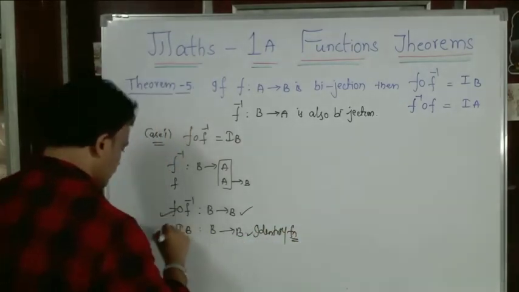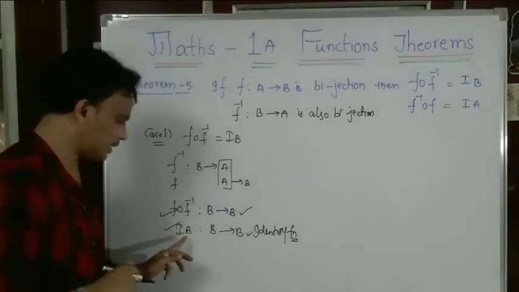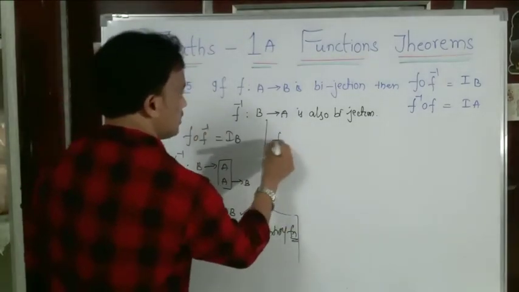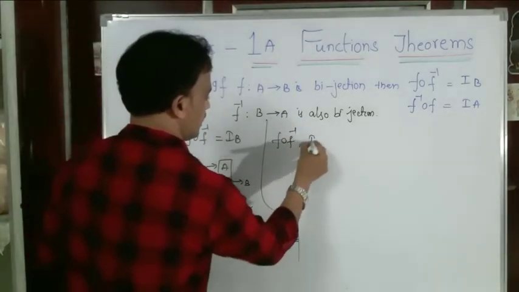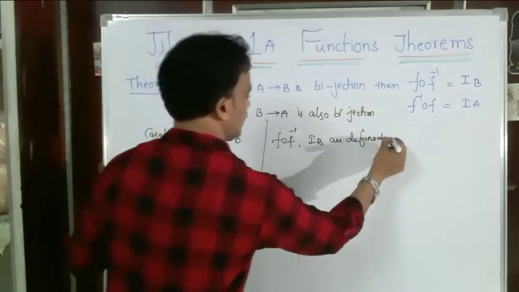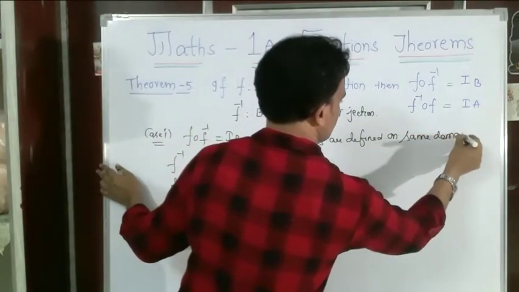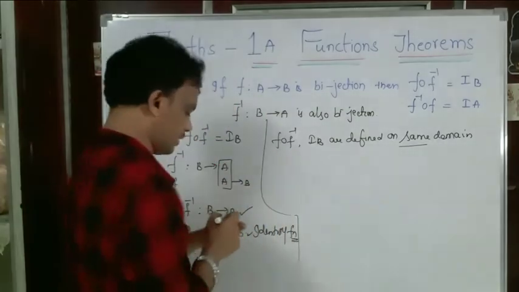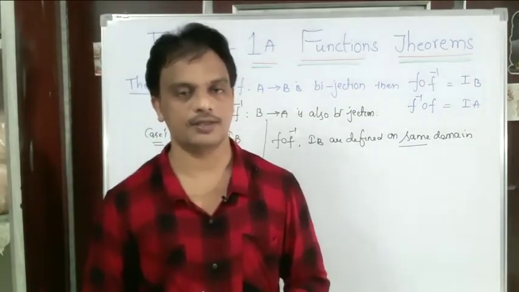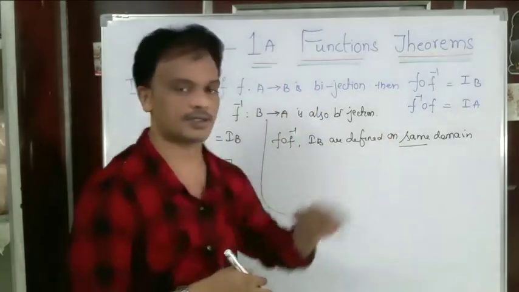Please observe this: f circle f inverse is defined from B to B, and the identity function I_B is also defined from B to B. So what do you say about these two? f circle f inverse and I_B are defined on the same domain. So one part is completed. Whenever we equate functions to show that they are equal, they must be defined on the same domain. That is important.